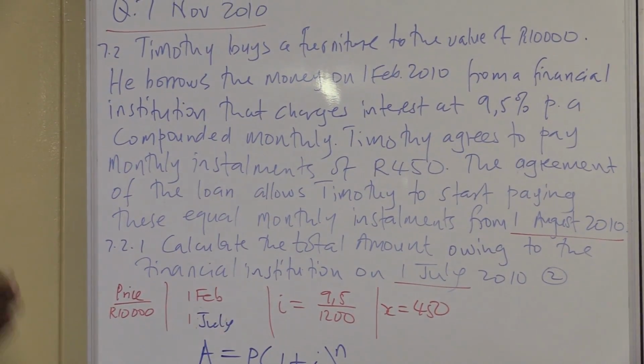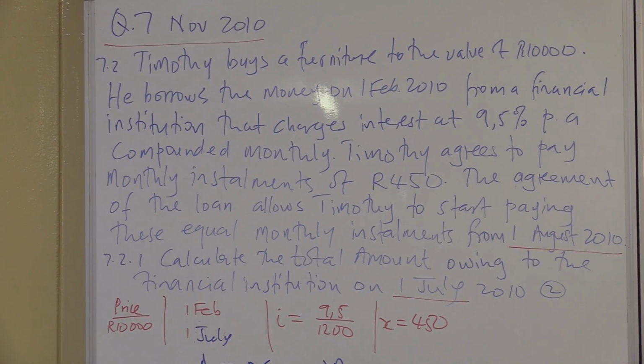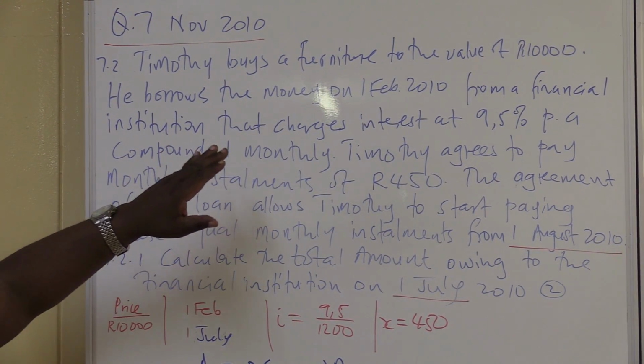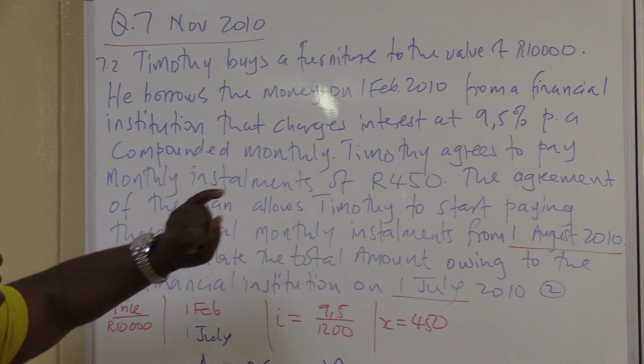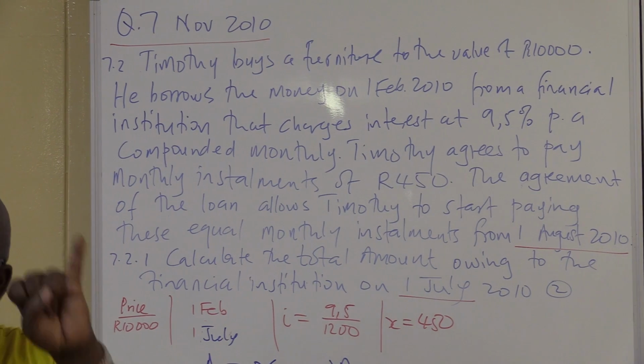It will be something more than 10,000. So we want to find out how much more if you don't pay. How many months are this? Timothy buys furniture to the value of 10,000. He borrowed it on 1 February. When I borrow the money on 1 February, the first installment must be on 1 March.